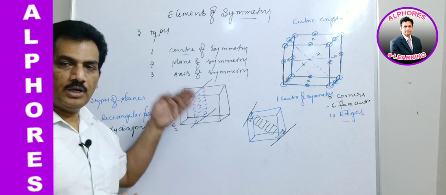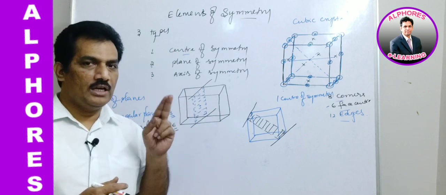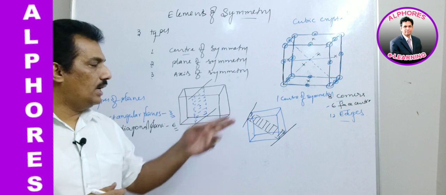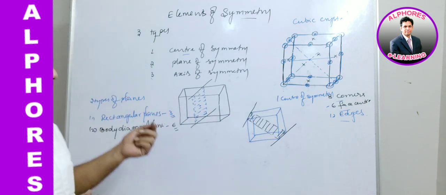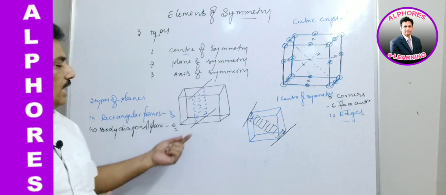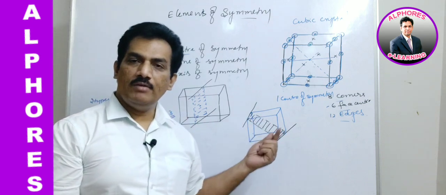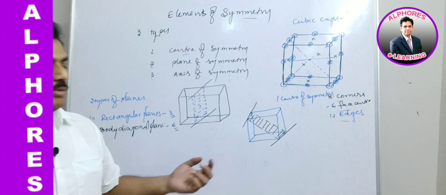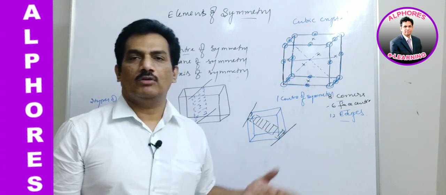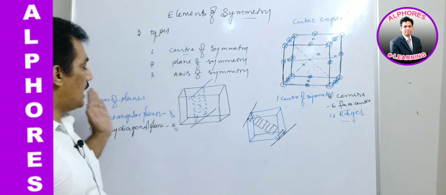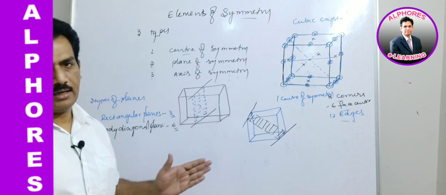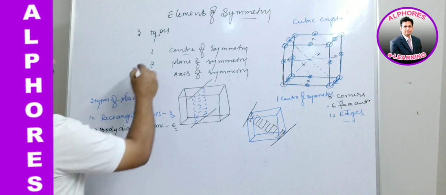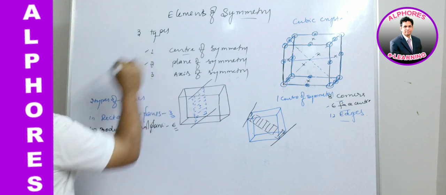Rectangular planes, because each rectangular plane will cover two faces, and here there are 6 face centers in total, thereby 6 by 2, 3 rectangular planes. And this body diagonal plane will cover two edges, and as there are 12 edges, 12 by 2, 6 body diagonal planes are present for a cubic crystal. Clear? And now that is about plane of symmetry and center of symmetry.